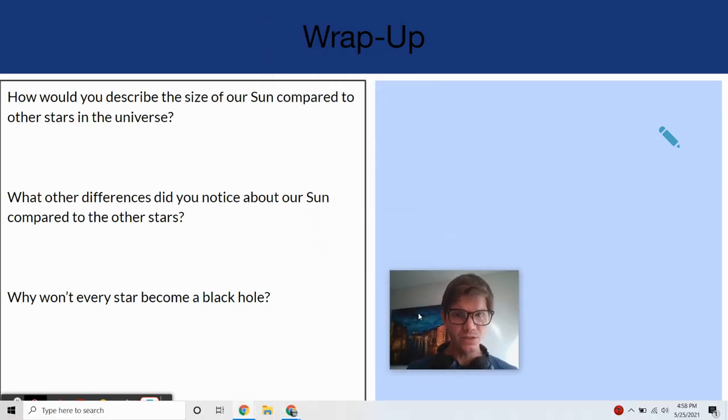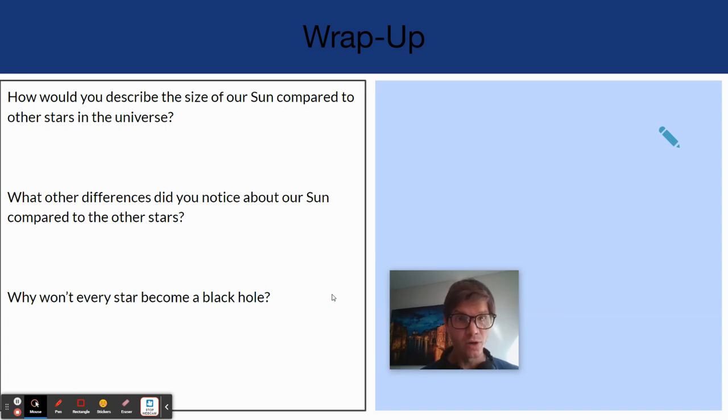Lastly, let's take a look at some of these questions describing the size of our sun compared to other stars. So you can talk about different stages because that's going to affect the size of the star. You can also talk about different masses. But you can even talk about how the size of the sun might change throughout the course of its life cycle or its evolution. Remember, it's not alive.